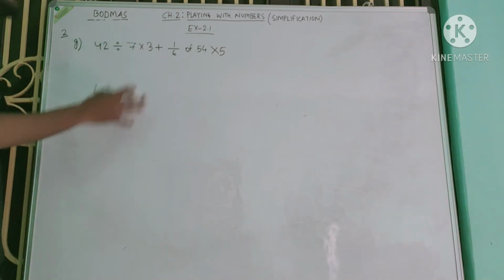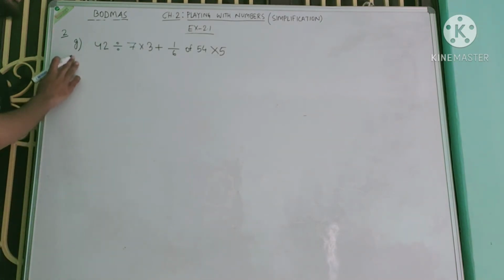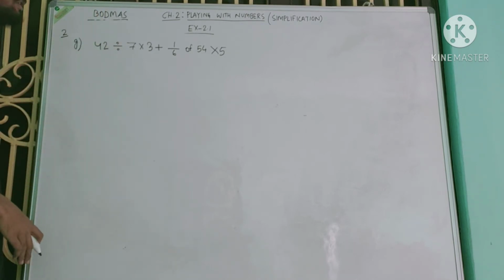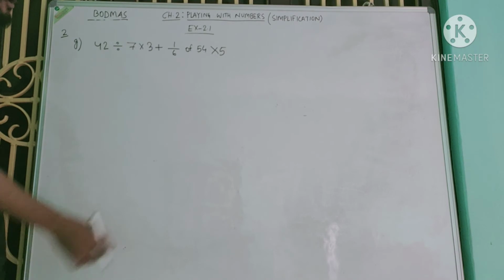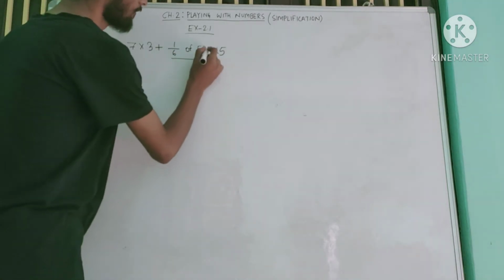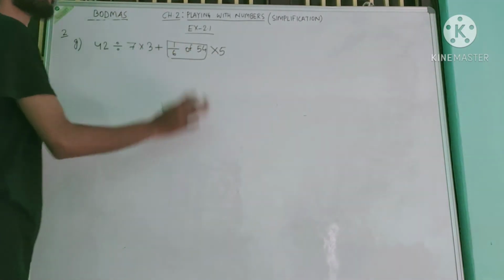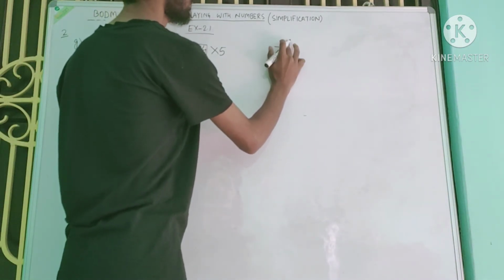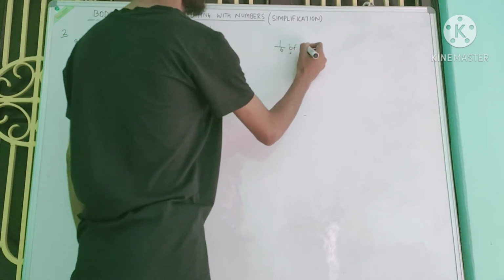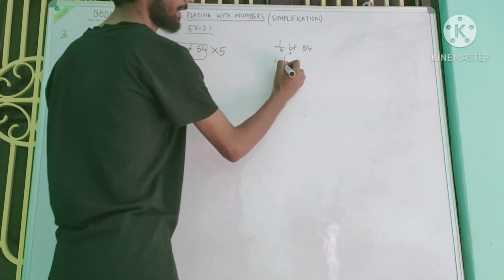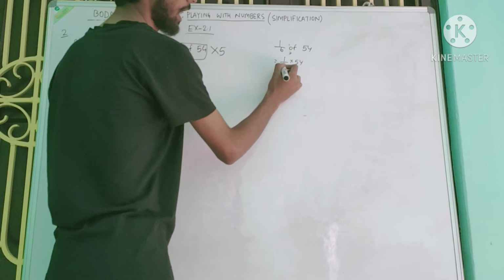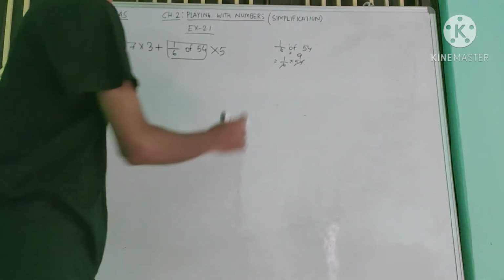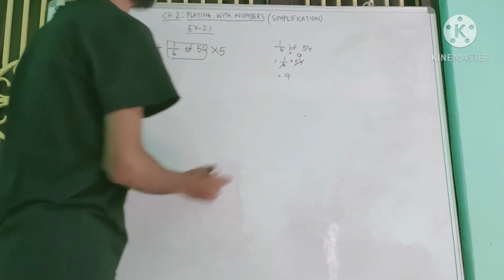Similarly, we can see in this question number G, there are no brackets. We will not work for the bracket. So here is "of". This is the "of" portion. So we have to solve this portion, which is 1 by 6 of 54. That means 1 by 6 into 54. How many times of 6 will be 54? 6 9s are 54. And 9 into 1 is 9.